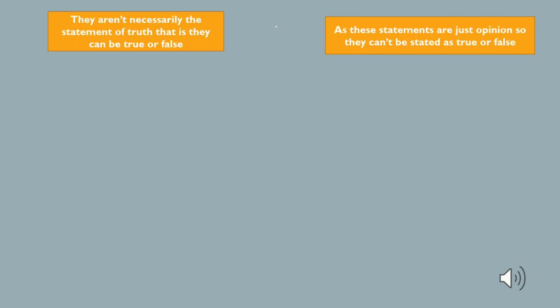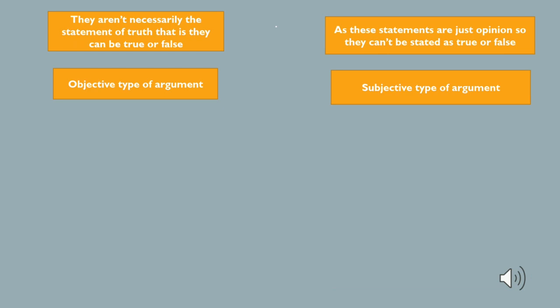The next point is the objective type of argument. As I already mentioned in the last point, they can be true or false. Positive economics statements can be true or false. So this is something, an objective type of argument. On the other hand, if you talk about normative economics, these are subjective because they are just the perspectives of someone, right?